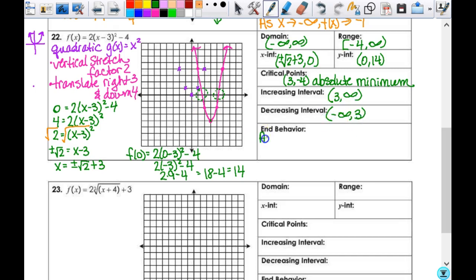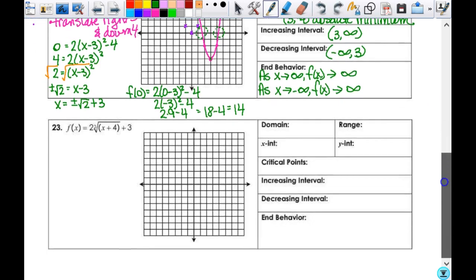End behavior: as x approaches infinity, f of x approaches, well, as the x values get bigger, the y values approach infinity. As x approaches negative infinity, as my x values get smaller, my y values approach infinity. And there's 22. All right, 23.